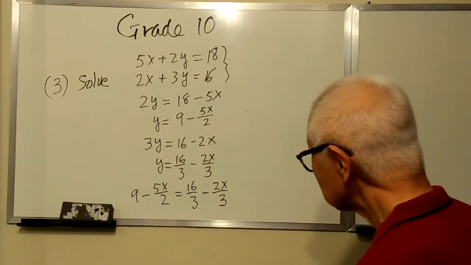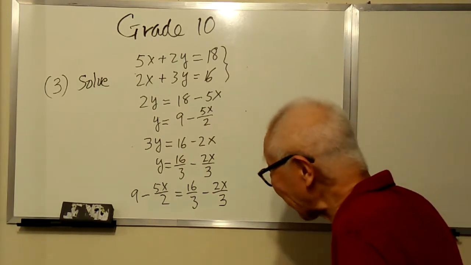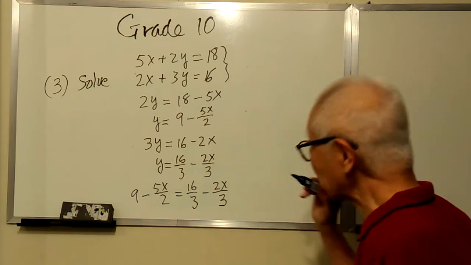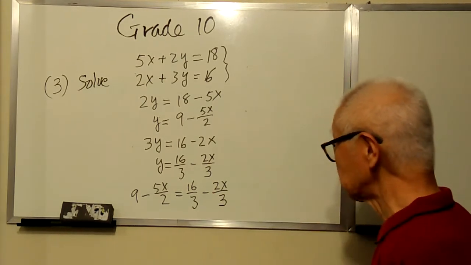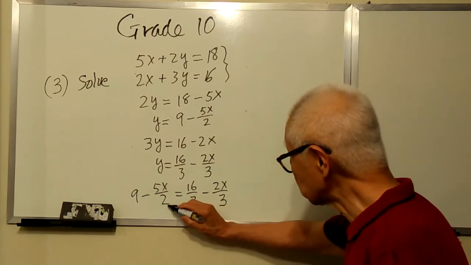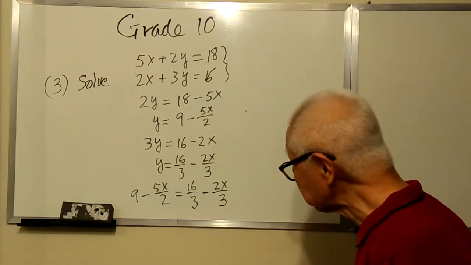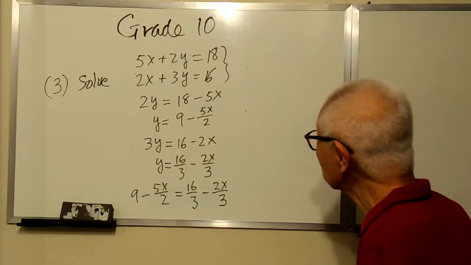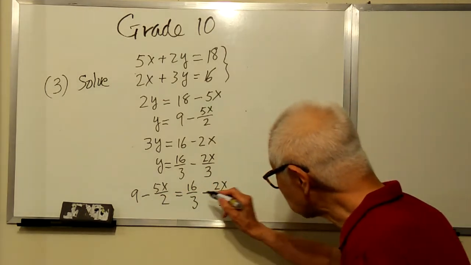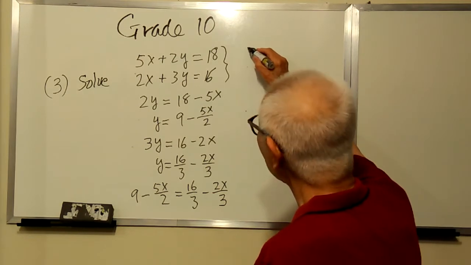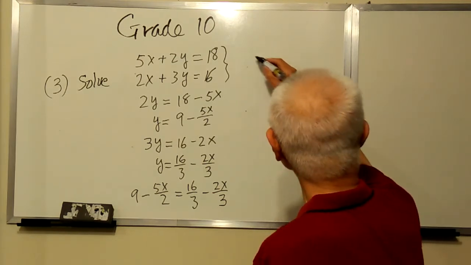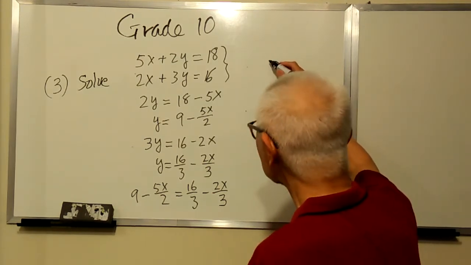How do I do that? I don't want fractions, so I get rid of the fractions. I multiply this equation by the common denominator. Now you have denominators 2 and 3. What's the common denominator? Of course, it's 6. So you multiply each term by 6. So that's, I don't have enough space here.